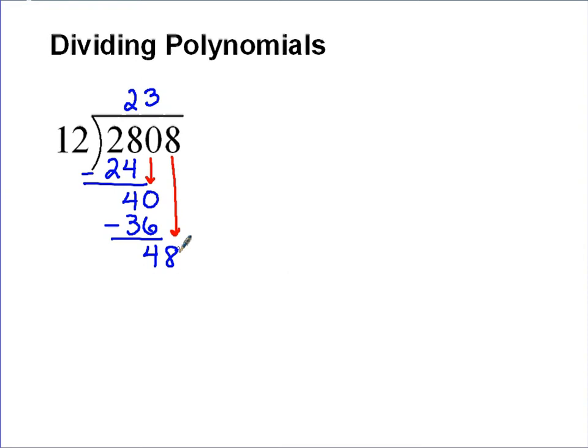and I have to ask myself, how many times does 12 go into 48? And it goes 4 times, because 12 times 4 is exactly 48, and so when I subtract I get 0, and since I'm at the end of my number that I'm dividing, that means there is no remainder. So my answer would just be 234.